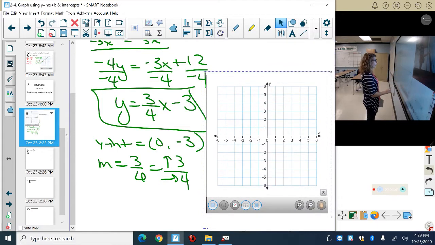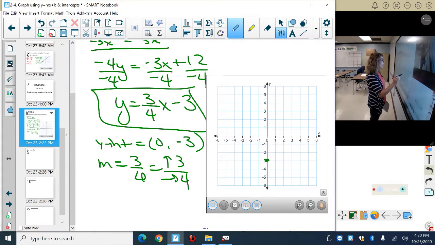So if I pull my graph over here, I'm going to graph the point 0, negative 3. That puts me right there. And then I'm going to go up 3 units, 1, 2, 3, and then to the right 4, 1, 2, 3, 4. Then I'm going to go down 3 units and to the left 4. And then I'm going to connect my dots. And there's your line.